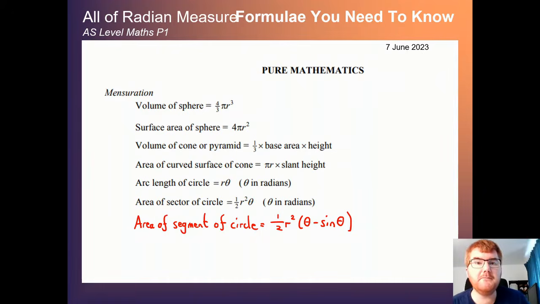Right, so before I move on to the actual exam questions, just a reminder about the formula sheet that you get for A-Level Maths Paper 1 and the other A-Level papers too. So the formulas we'll be using most of the time are the ones I've introduced here.